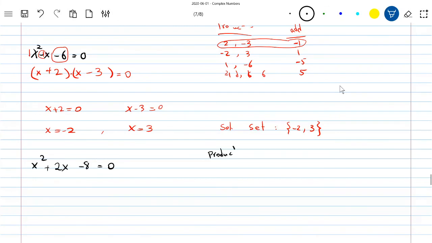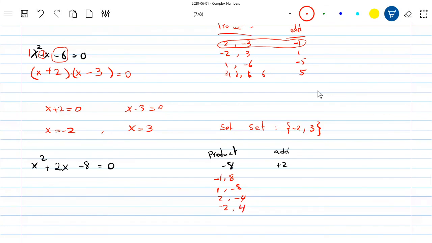The product is negative 8, but I want their sum to be positive 2. It's not always possible. If I make this sum 200, it's not possible to find such numbers for the factors. So sometimes you cannot factor. I'm just going to pick the ones at the moment that we can factor and solve. So what are the numbers that give you a product of negative 8? Negative 1 and 8, 1 and negative 8, 2 and negative 4, and negative 2 and 4.